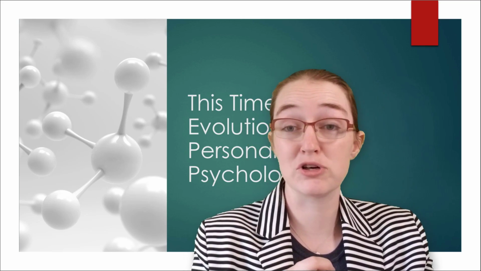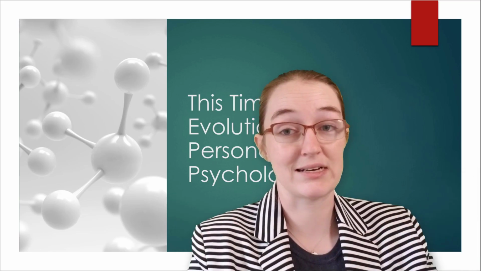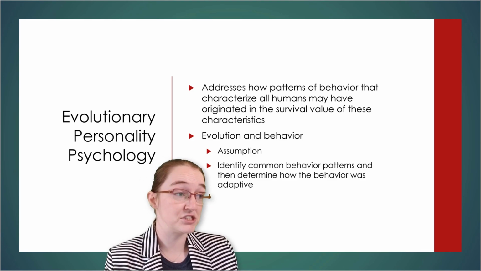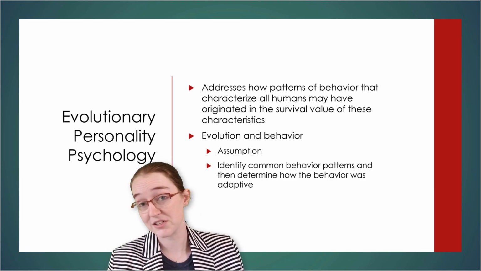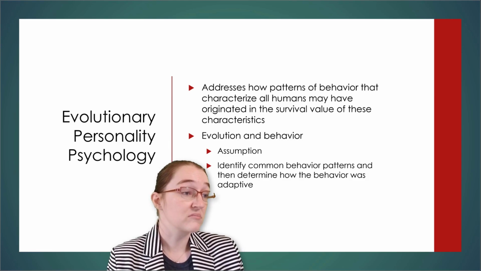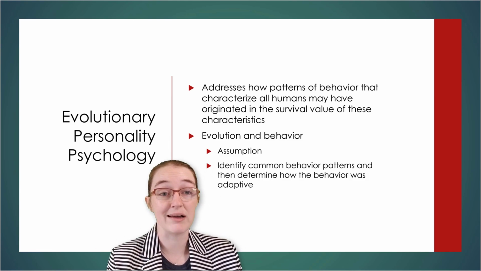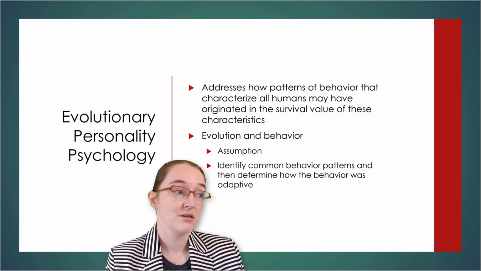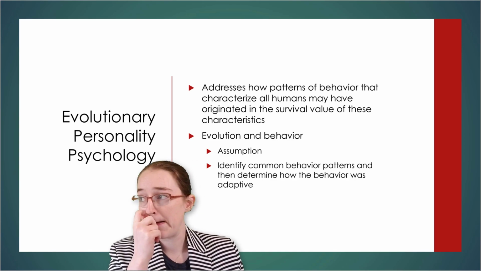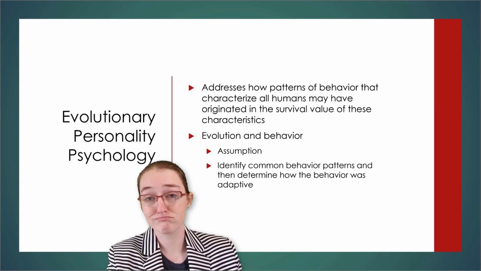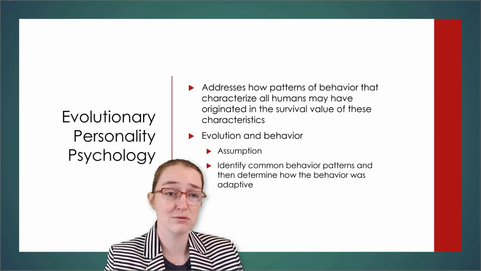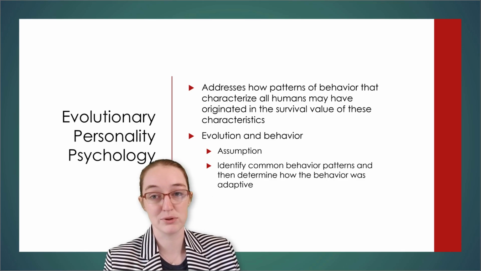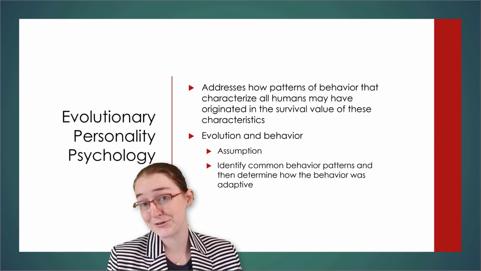So this time we're talking about evolutionary personality psychology. Evolutionary personality psychology, and evolutionary psychology in general, essentially apply evolutionary theory and the idea of natural selection, as well as all of the things we just had explained to you, to human behavior, which is a little bit on the taboo side. It stirs up lots of controversy.